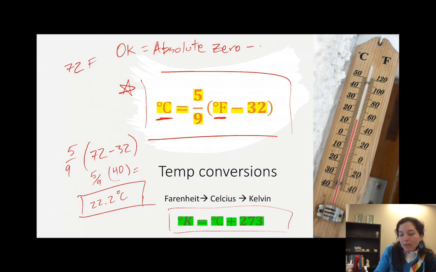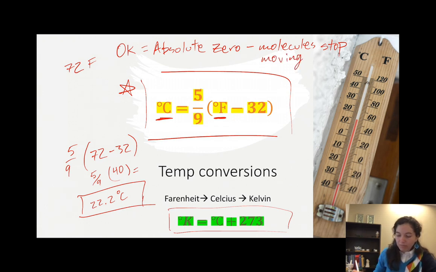That's when molecules stop moving. So this is actually a very difficult temperature to achieve. It's very, very cold. So let's check out how cold that is. Let's try 0 Kelvin, and see what that is in Celsius.